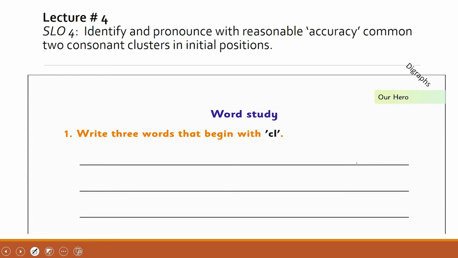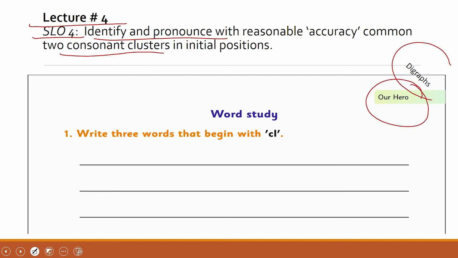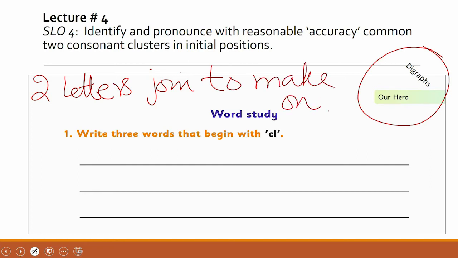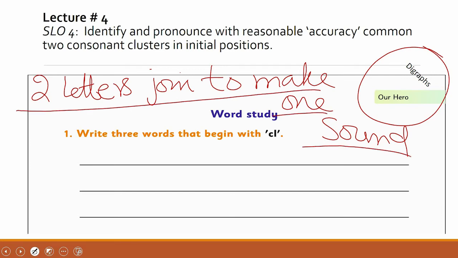Please open up your textbook. Lecture 4, identify and pronounce consonant clusters. The name of the unit is Our Hero. Consonant clusters are also called digraphs. Two letters join to make one sound. We have discussed this topic previously also, but we'll repeat it again.